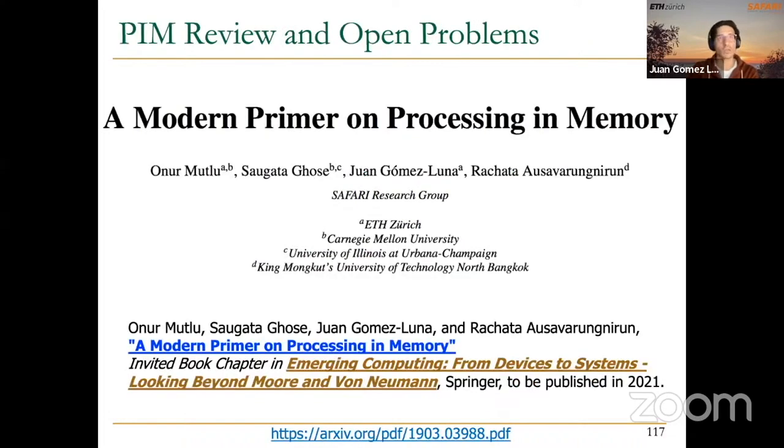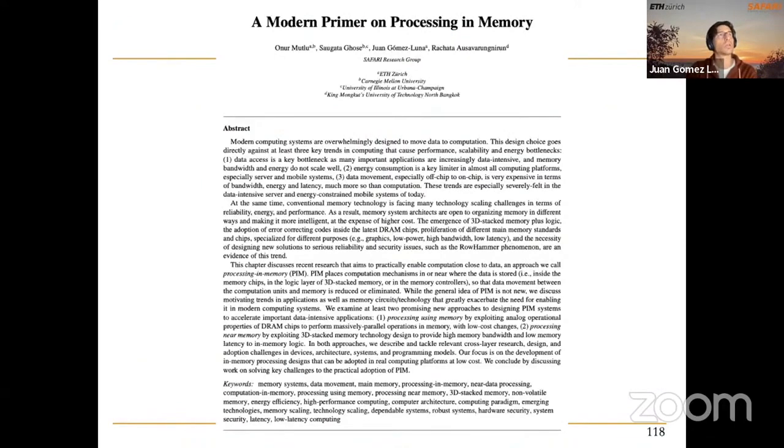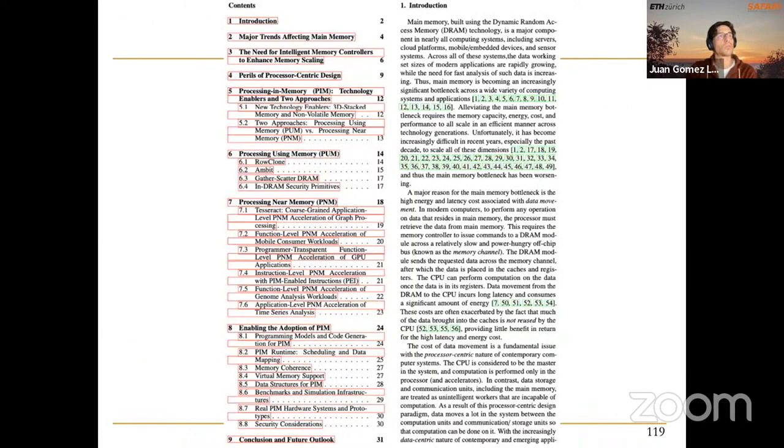Many of the different things that I have covered in this lecture, and we will continue covering in later lectures, are in this book chapter, A Modern Primer on processing in memory. Here you have the abstract, and here you have the table of contents of the paper that, as you know, guys, is a required reading for you for this week.